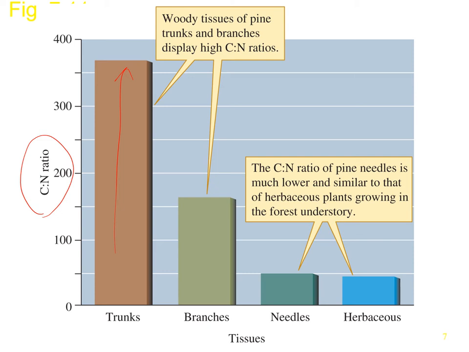The branches, you can see, have a lower carbon to nitrogen ratio, so you find a little bit more nutrient value in addition to the carbon in the branches. And then the needles are obviously the lowest carbon to nitrogen ratio. This is looking at the pine tree trunks, the pine tree branches, and the pine tree needles. The needles are quite similar to the carbon to nitrogen ratio in plants that are growing on the forest floor. So when we're looking at herbaceous plants, these are plants that are not woody.